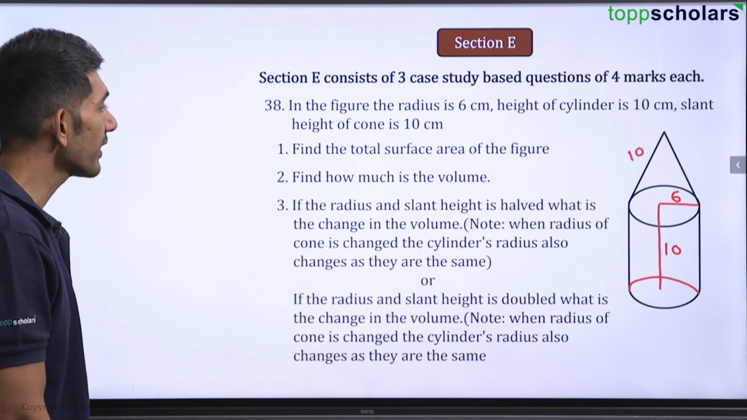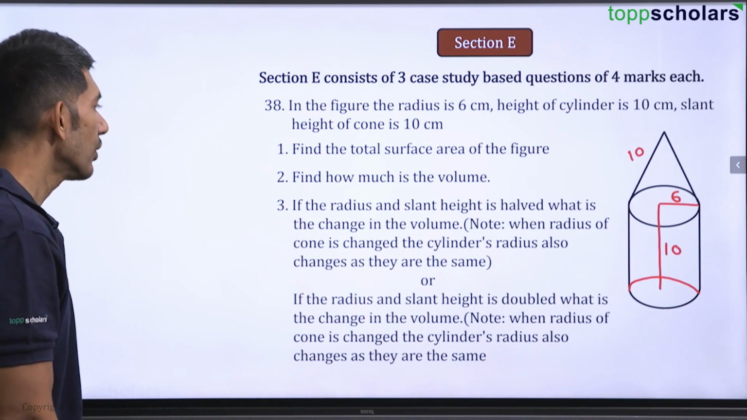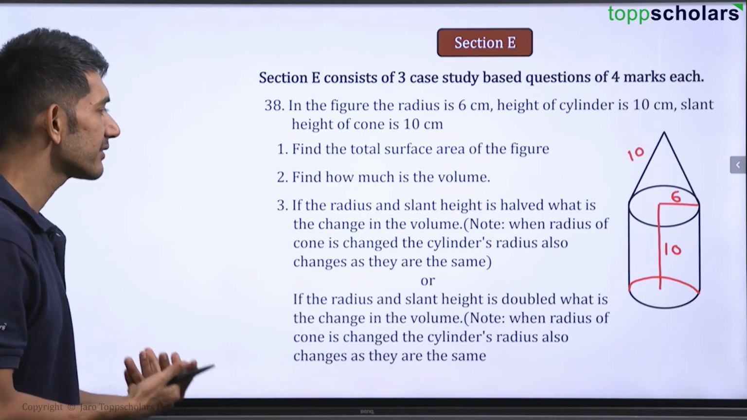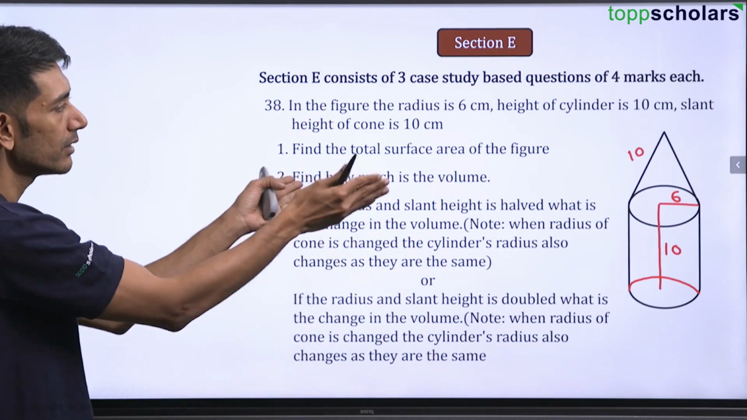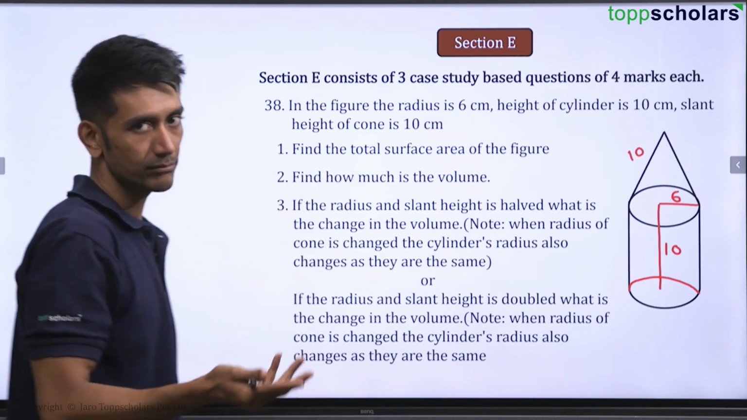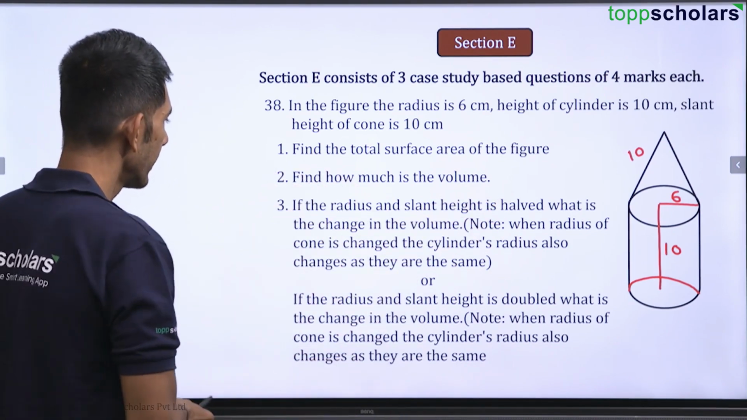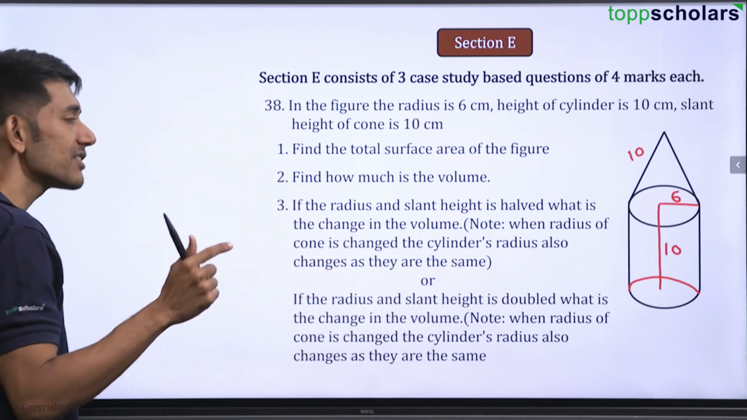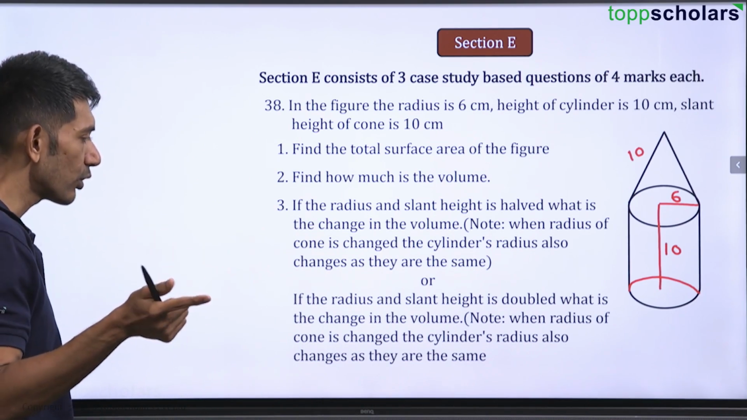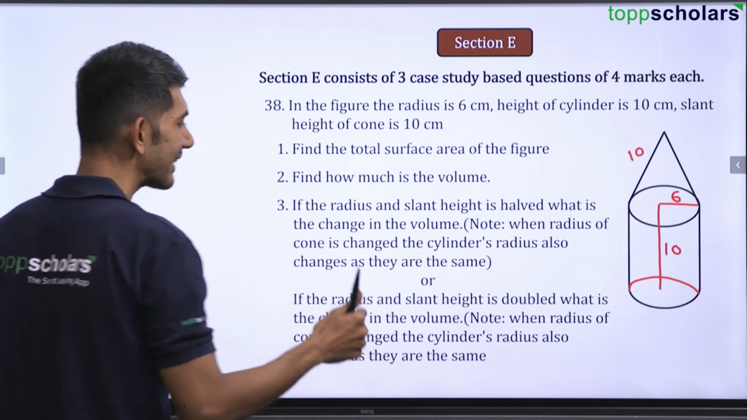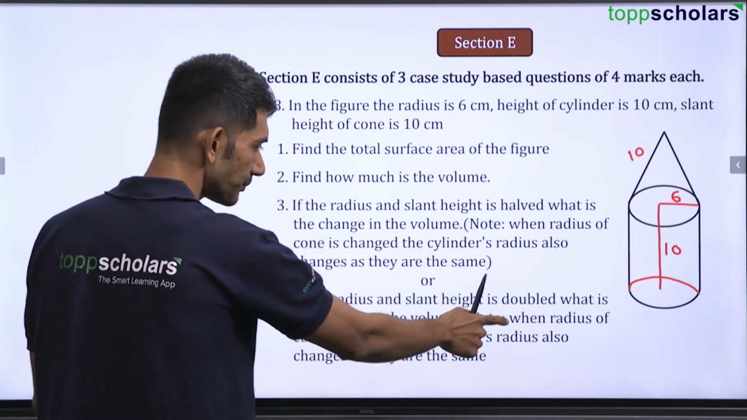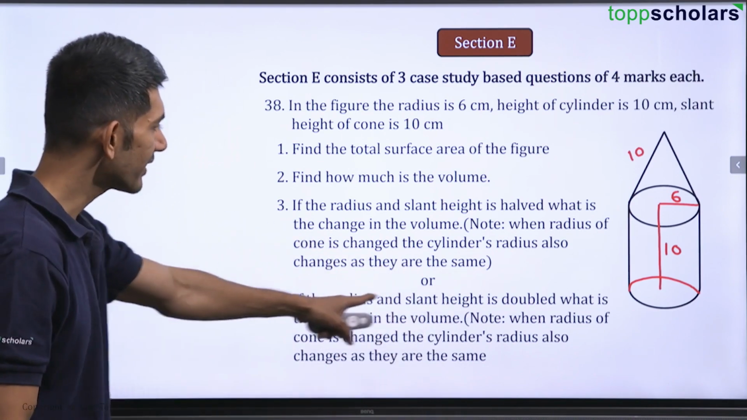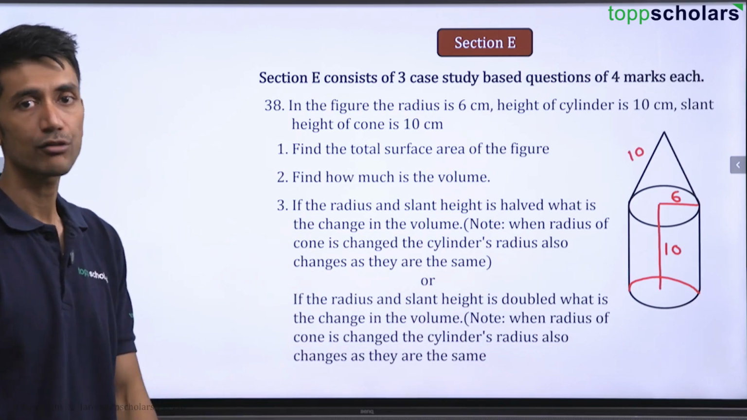Then third is, if the radius and the slant height is halved, what is the change in the volume? Please note that when the radius of the cone is changed, the cylinder's radius also changes. Second thing is, if the radius and slant height is doubled, what is the change in volume? That is the ratio of the change in volume. If you make the radius double, that is 12, the cylinder's radius is also going to be 12.